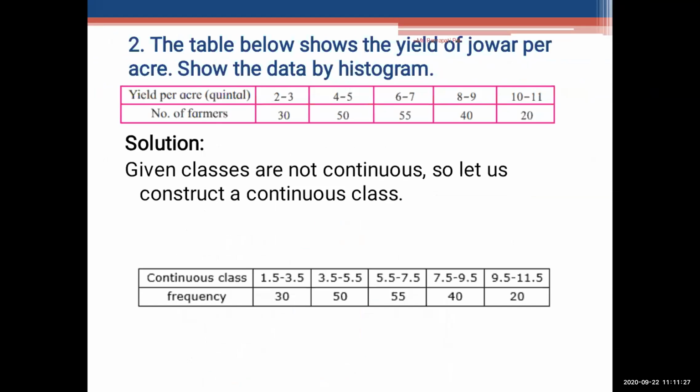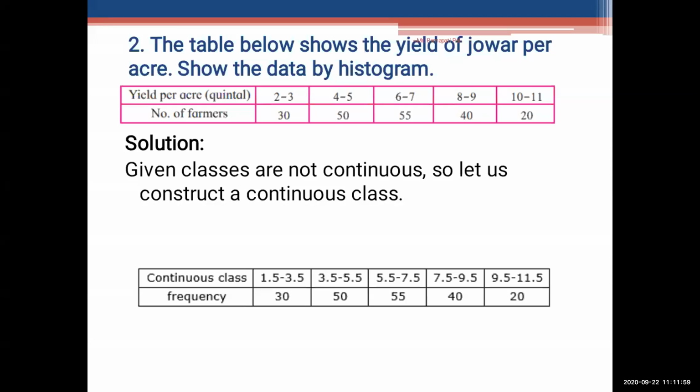Okay, we have to show it by histogram. Now yield per acre: 2 to 3, 4 to 5, 6 to 7, 8 to 9 and 10 to 11. Number of farmers: in the first class 30 is there, in the second 50, in the third 55, and in the fourth 40, and in 10 to 11, 20 farmers are there.